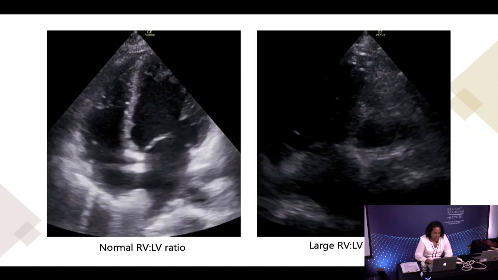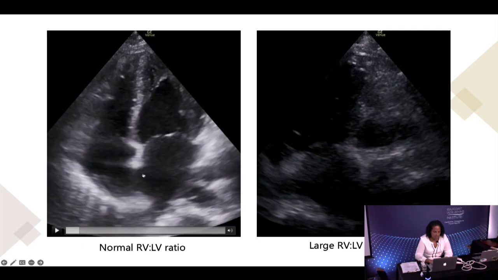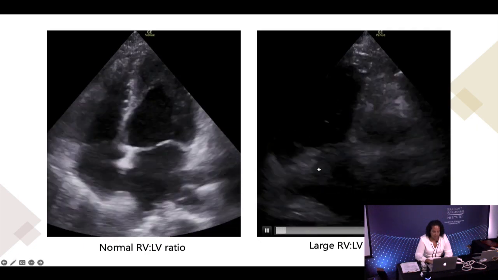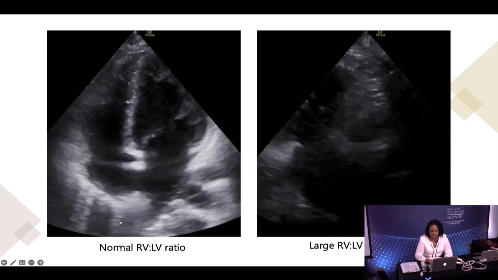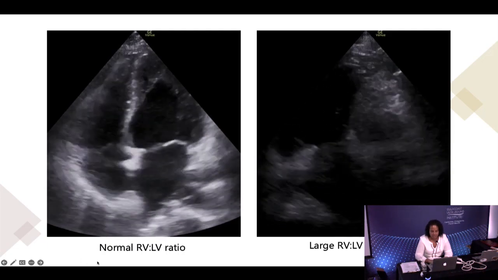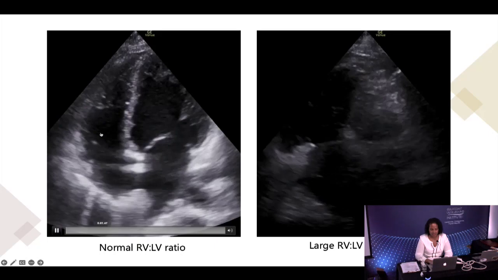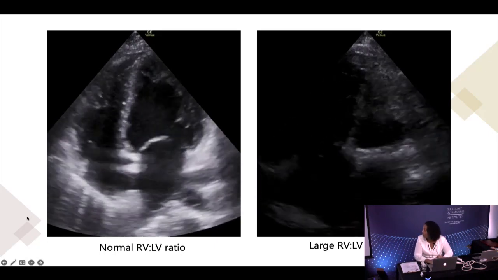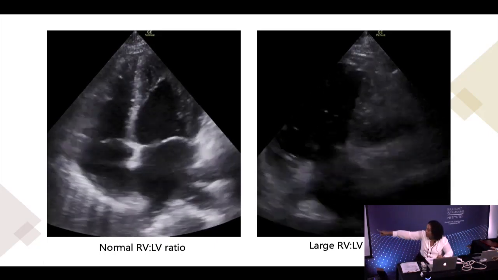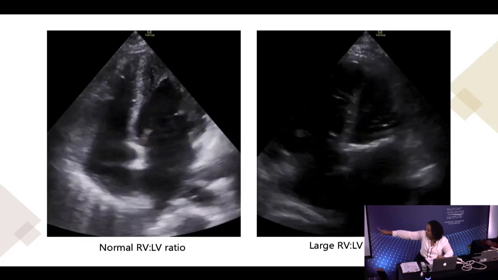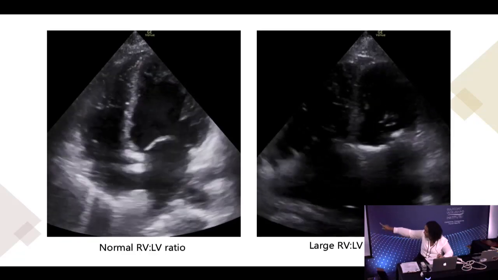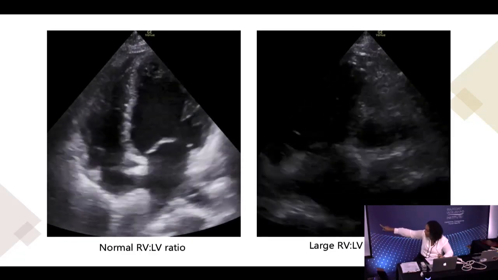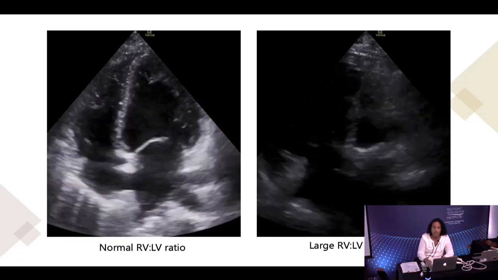So just to give you a quick view of what normal looks like versus abnormal. This is a normal view right here. There we go. So we can see that on that picture, the right ventricle is a lot smaller than the left ventricle, and that's a normal ratio right there, versus this one, which is our patient that had a very large right ventricle compared to that left ventricle.